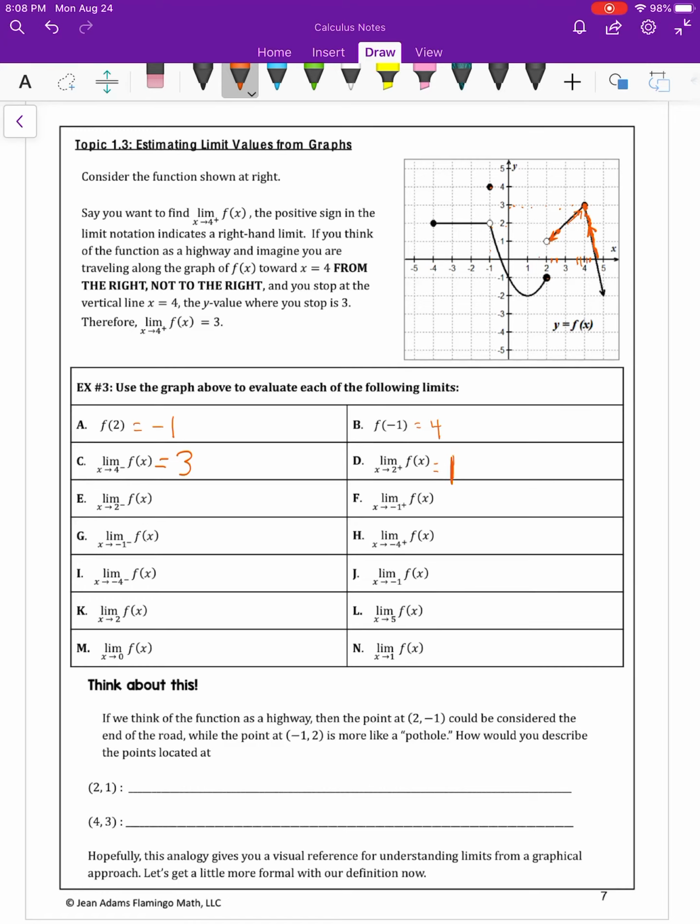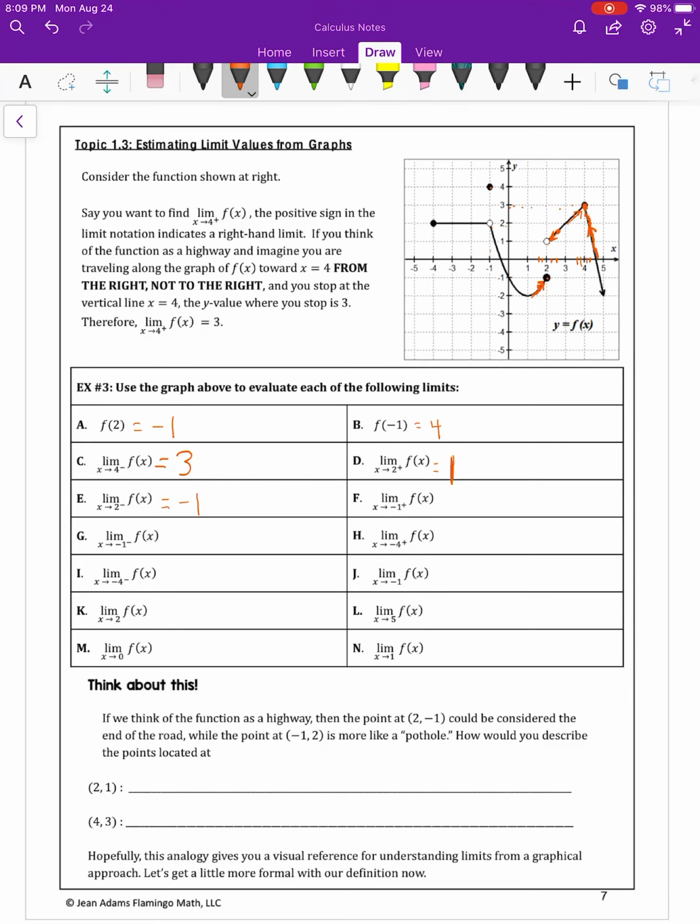The limit as x approaches 2 from the left. If I'm putting in values on the left-hand side of 2, look where my y's are. So I put in an x, and now here's where my y is. So you're coming in this way, approaching 2 from the left, moving along this way. You can see that you're approaching -1. So for this one, it's -1.